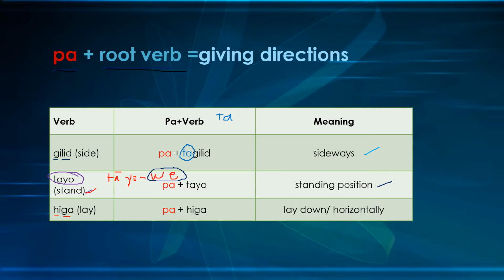Higa means lay. If we put pa, we will have a new word, pahiga, which means lay down or put it horizontally. Again, gilid, patagilid. Tayo, patayo. Higa, pahiga.